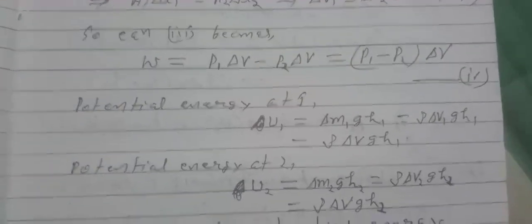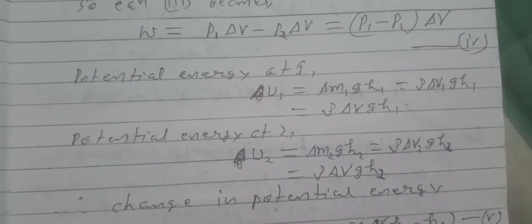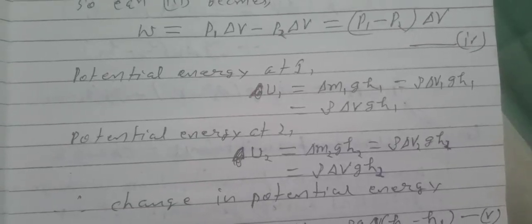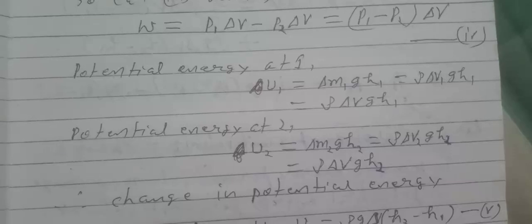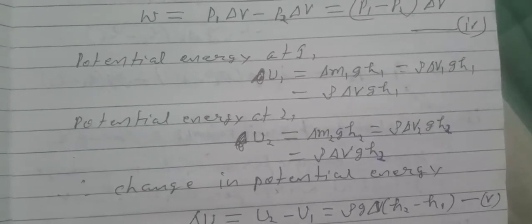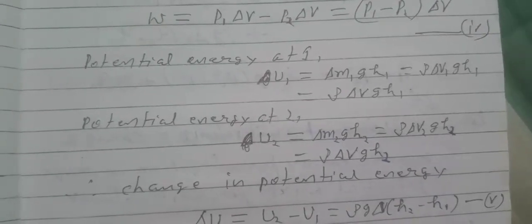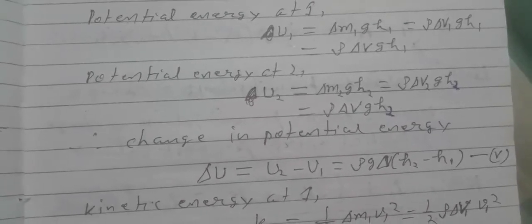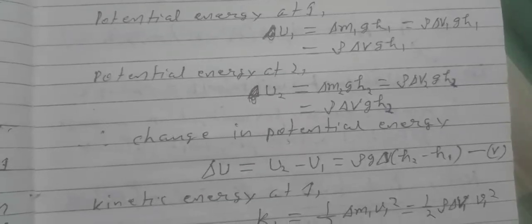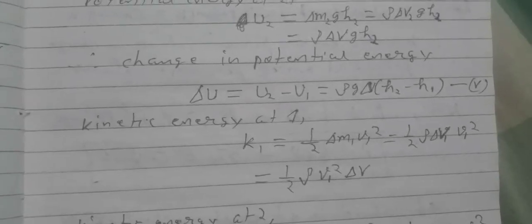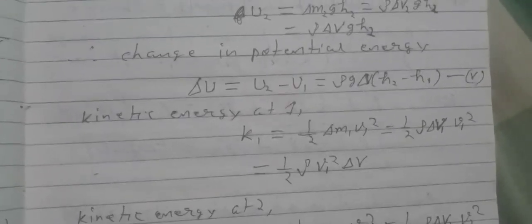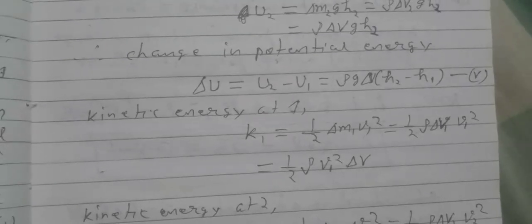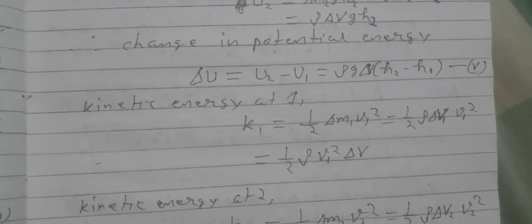Potential energy at 1, U1, equals delta M1 g h1, equals rho delta V1 g h1, equals rho delta V g h1, because we have assumed delta V1 as delta V. Similarly, potential energy at 2, U2, equals delta M2 g h2, equals rho delta V2 g h2, equals rho delta V g h2. Hence, the change in potential energy delta U equals U2 minus U1, equals rho g delta V (h2 minus h1). Equation 5.